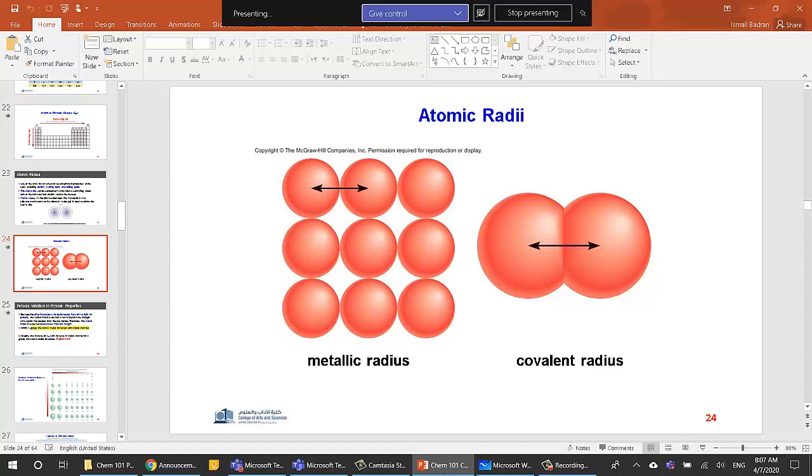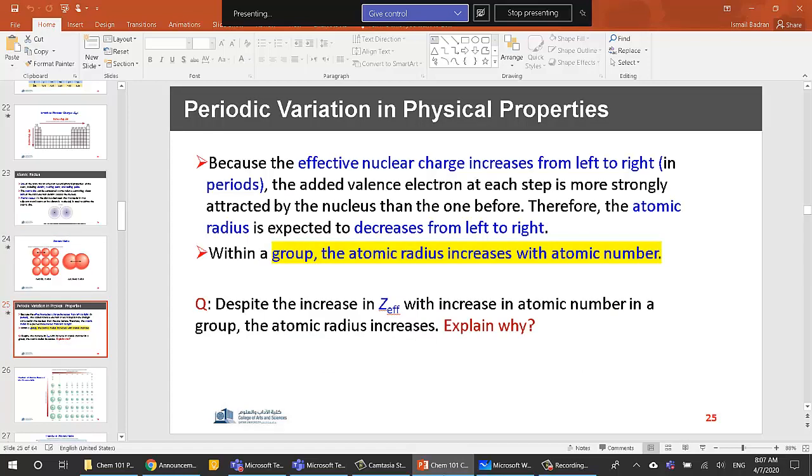This is the exact definition of the atomic radius. Now, because the effective nuclear charge, which is Z effective, increases from left to right in a period, the added valence electron at each step is more strongly attracted by the nucleus than the one before. Therefore, the atomic radius is expected to decrease from left to right, and this is what I explained in detail in my previous lecture.